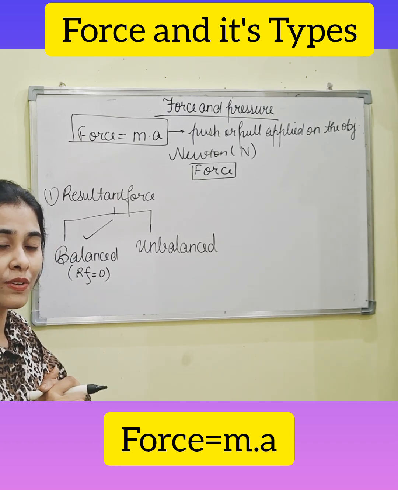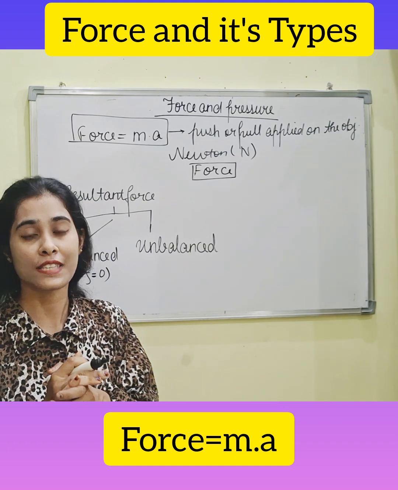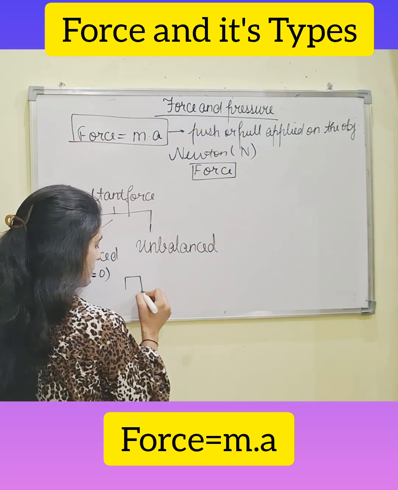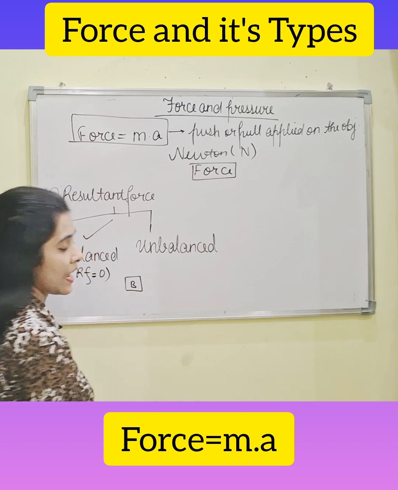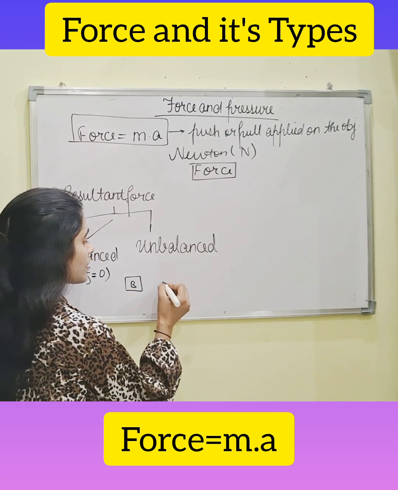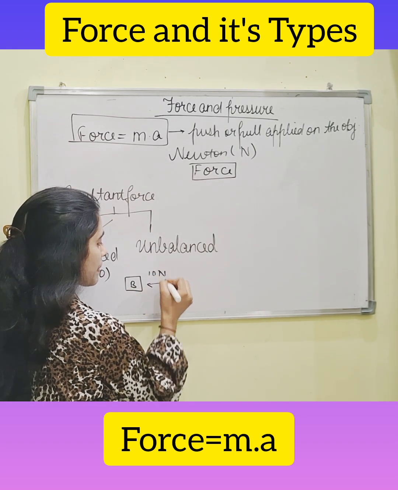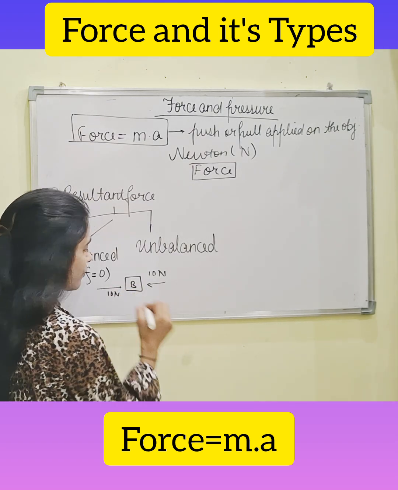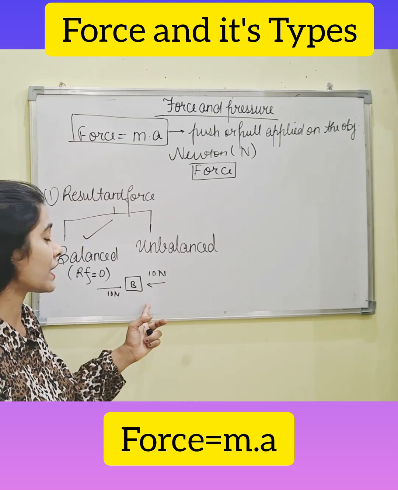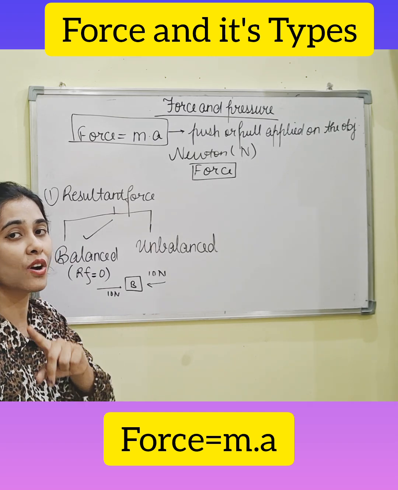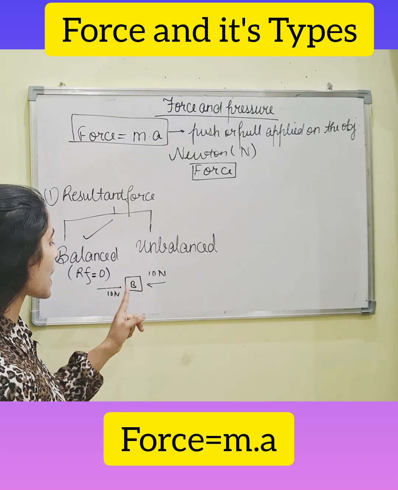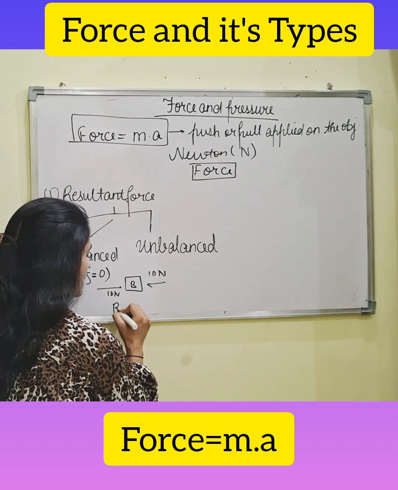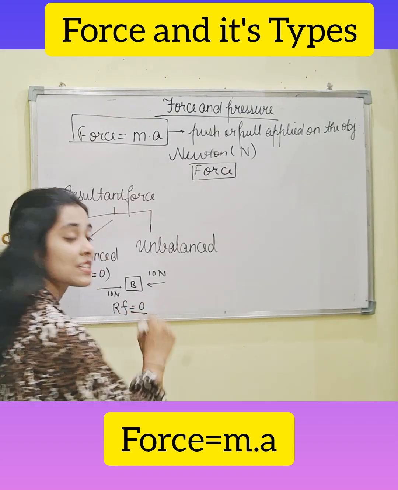We will understand it by an example. Suppose I have a body, and I am giving it the name B. Now a force of 10 Newton is applied from this side and a force of 10 Newton is applied from the other side also. The body is not going to move. This type of condition is called balanced force because here the resultant force would be 0.